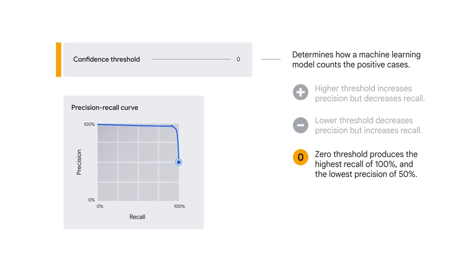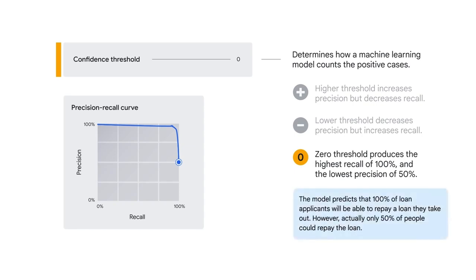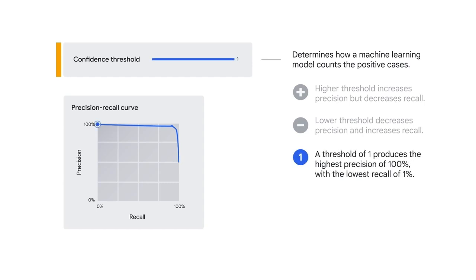So what does that mean? That means the model predicts that 100% of loan applicants will be able to repay a loan they take out. However, actually only 50% of people were able to repay the loan. Using this threshold to identify the default cases in this example can be risky, because it means that you only get half of the loan investments back. Now let's view the other extreme by moving the threshold to 1.